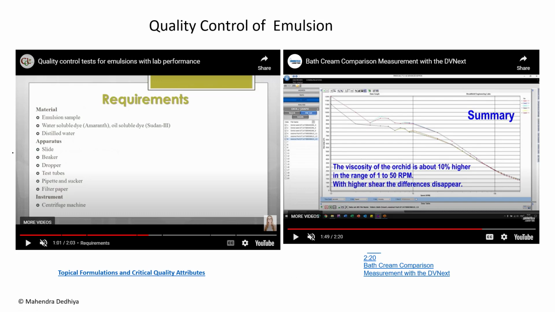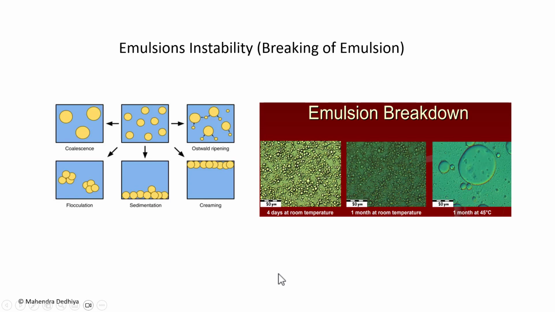Let's look at the mechanism of degradation of emulsions. As part of quality control stability, we need to look at how emulsions break down. So this is the emulsion. It can coalesce; particles can collide and grow. Particles can flocculate together. If the particles are heavy, they can sediment. If particles are oil, generally they will cream, they'll float on the top. In addition, particles can grow at the expense of other particles, such as Ostwald ripening, where larger particles are growing at the expense of the smaller ones.